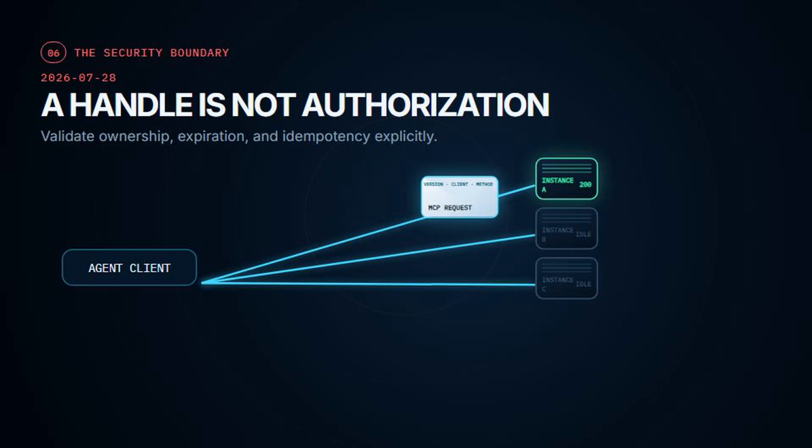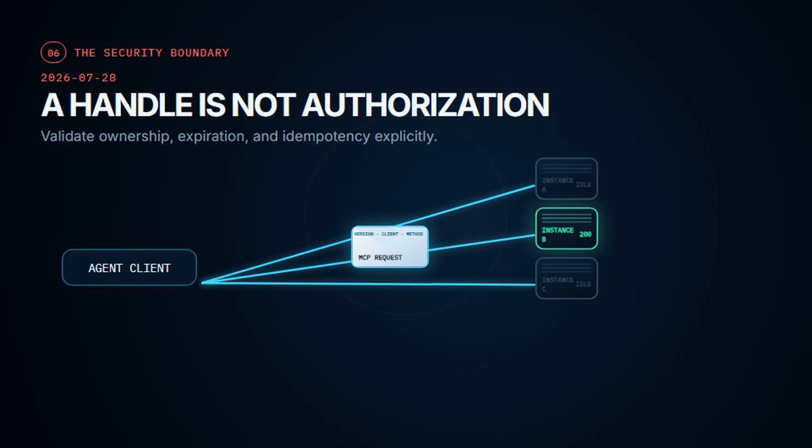That has 3 practical consequences. First, horizontal scaling becomes ordinary HTTP scaling. Round-robin routing is enough at the protocol layer.